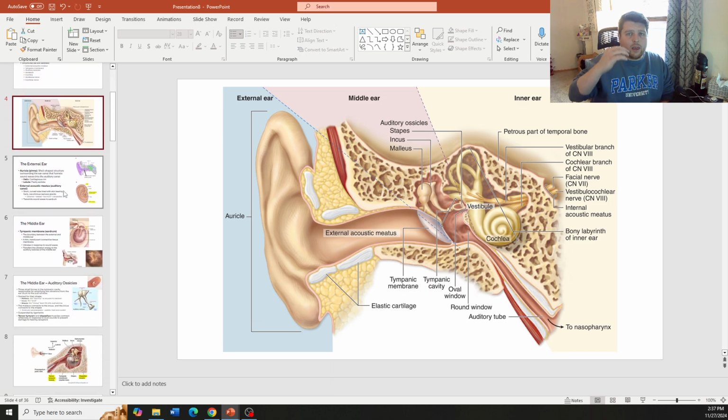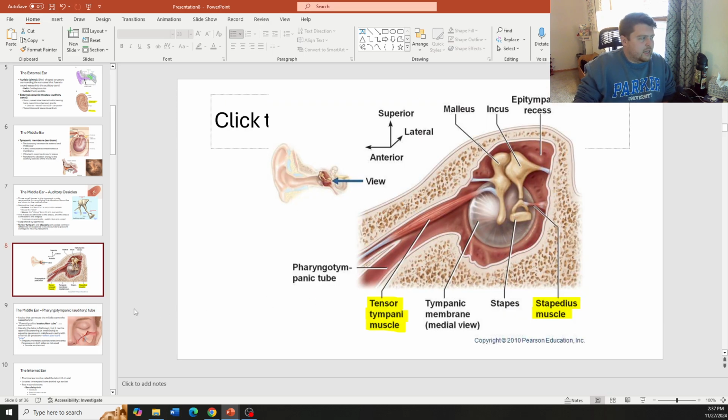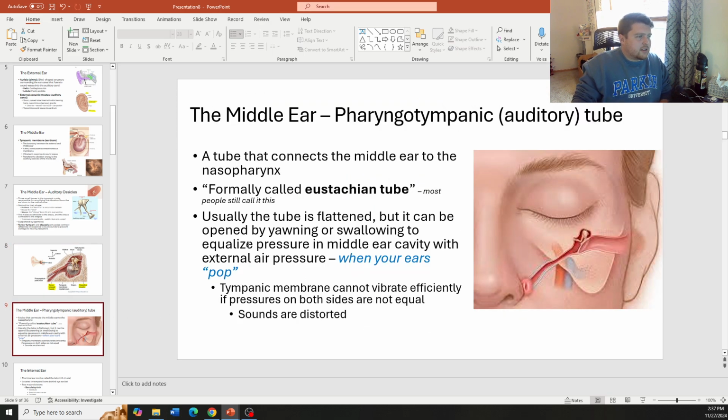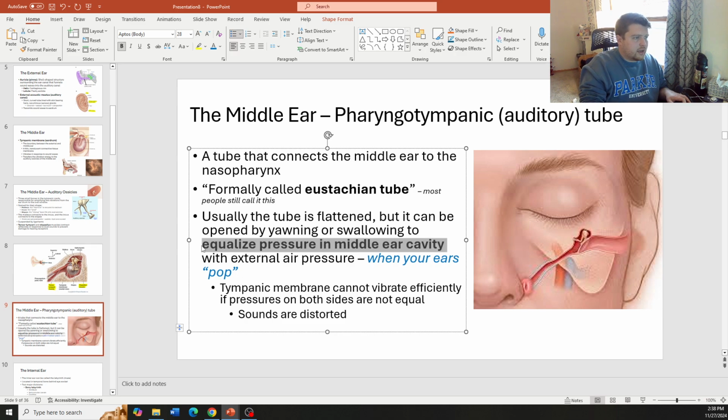Remember the nasal cavity, and then we have the nasopharynx, which goes into the oropharynx and then the hypopharynx. So it connects to the nasopharynx. Typically, the tube is flat, but it can be opened by yawning or swallowing. And its job is to equalize pressure in the middle ear cavity.